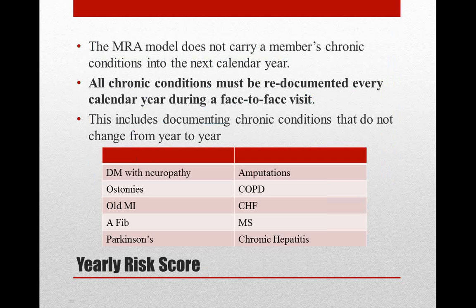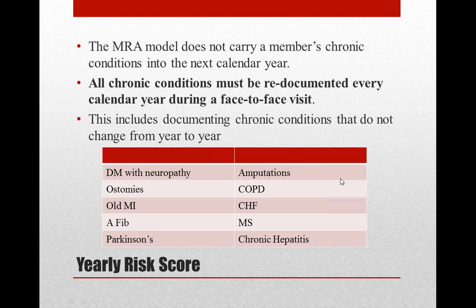Key factors here. This model does not carry a member's chronic conditions into the next year. All conditions must be redocumented every calendar year during a face-to-face visit. You just can't code it. You have to do it during face-to-face. This includes everything that's chronic.